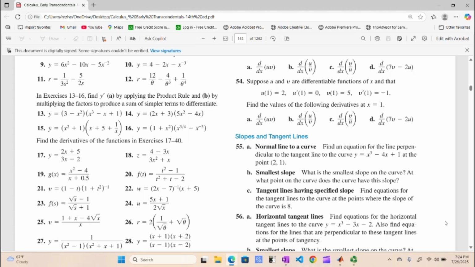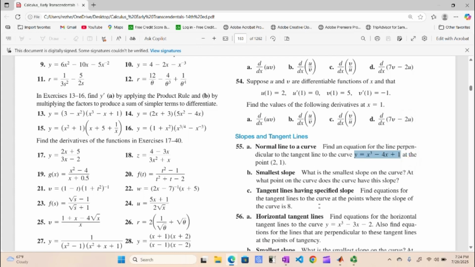Hi, in this video we're going to be looking at number 55, problem C. So we're looking at tangent line having a specified slope. We had this curve. If you recall, in my previous videos we were looking at this curve here, y equals x cubed minus 4x plus 1.